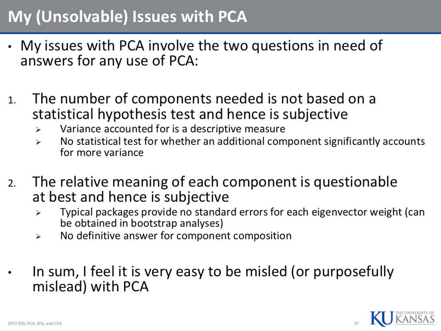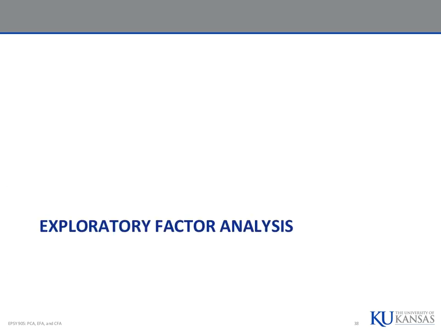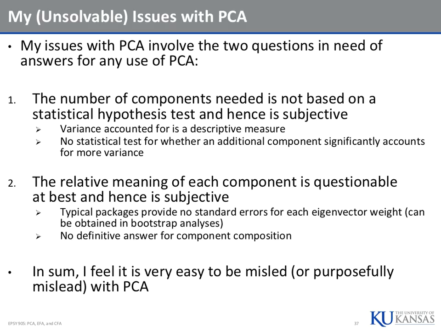So, unsolvable issues, though, subjectivity in the process. How many components? Good guess. And what is the meaning of each component? Good guess. And so I feel like you can easily be misled by a result, or you could purposefully mislead with these analyses. So, how are we doing?